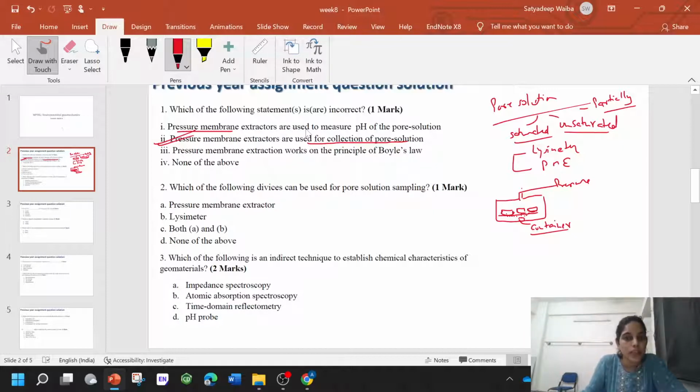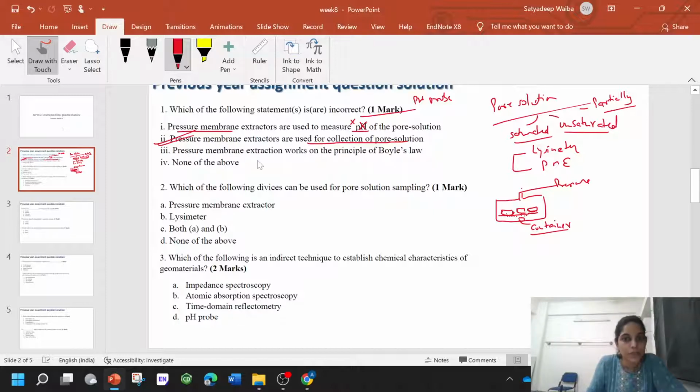Now the first point says that it is used to measure pH. No. For pH they have a different instrument, which is a pH probe, and which measures the pH of soil or solution. So what you can do is you collect this pore solution and then further do the pH. But this PME is not used for the pH. Okay. Now that is why first is not the answer.